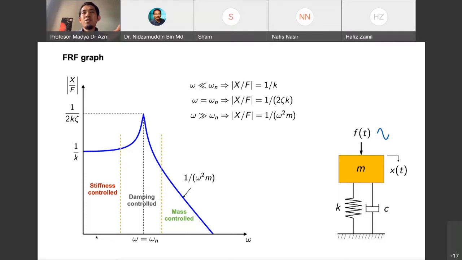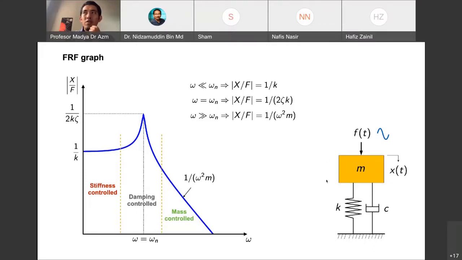If the speed of the machine is very low compared to the natural frequency, and what is the natural frequency? The natural frequency is the parameter of the system. If you have the machine with a certain mass, and the spring with a certain value of stiffness, the natural frequency of the system will be the square root of k over m.